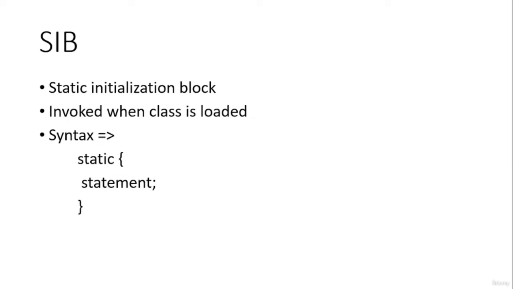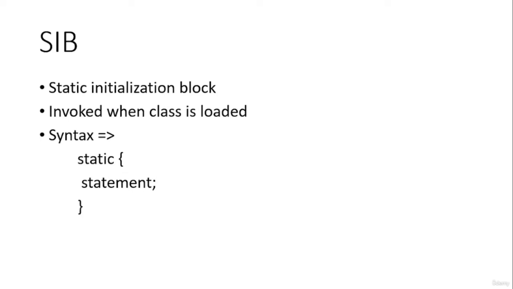One thing to know about SIBs is that they are invoked when the class is loaded into memory. So we don't need to create an object in order to invoke SIBs, whereas IIBs are invoked when we create an object. Now let us see the syntax for SIB. It is the static keyword followed by braces in which we initialize our static members. So this is it for the theoretical aspects regarding IIB and SIB.